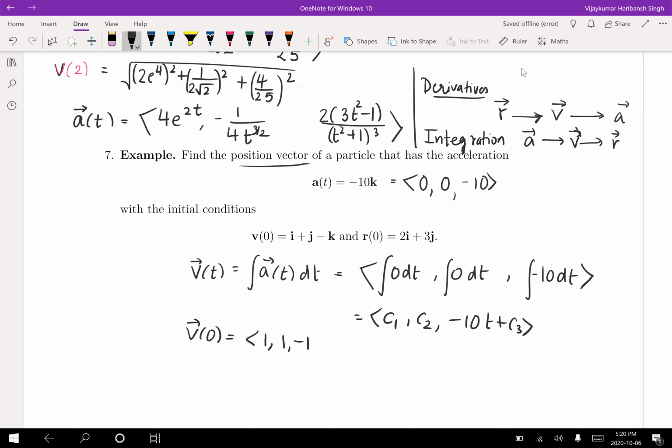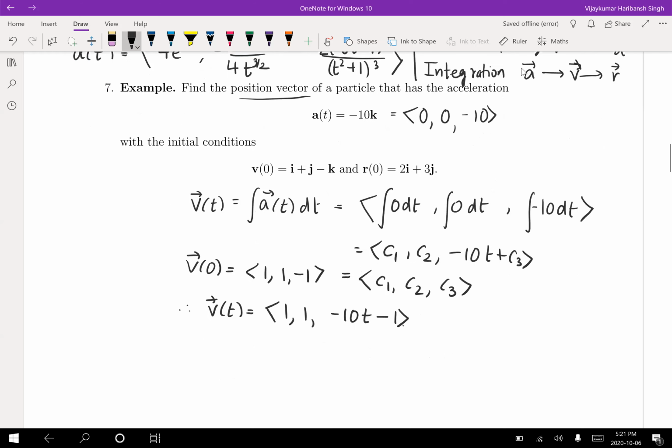So we have V of 0 is this guy on one hand, on the other hand, by substituting here, we get C1, C2, C3. So this implies V of t equals 1, 1, minus 10t minus 1. So this is your V of t.